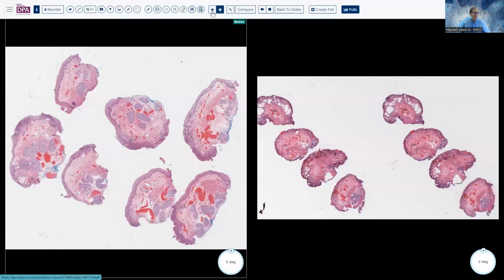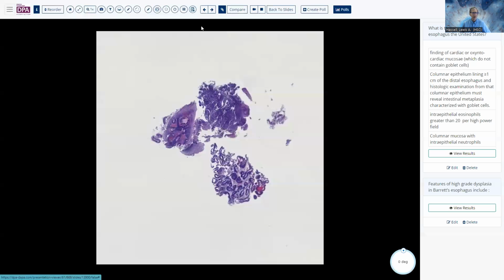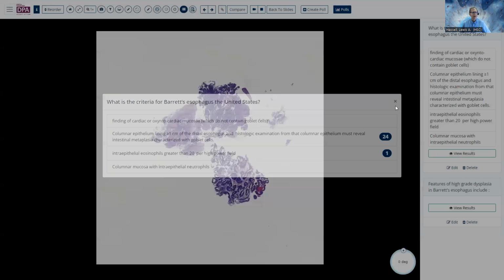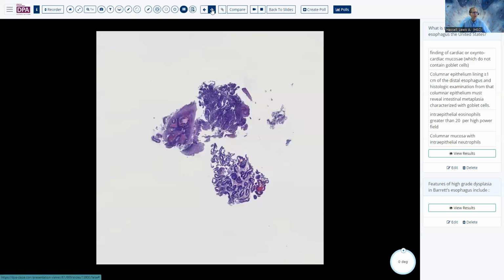For comparison purposes, well, actually, let's go back and take a look at the MCQ here. Just to review, what is the criteria for Barrett's esophagus in the United States? As most people guessed, it's a columnar epithelium that is proximal to the esophagogastric sphincter, at least 1 centimeter, and the presence of intestinal metaplasia. Now, in Europe, that criteria is a little bit different, but in the United States, that's what we use.